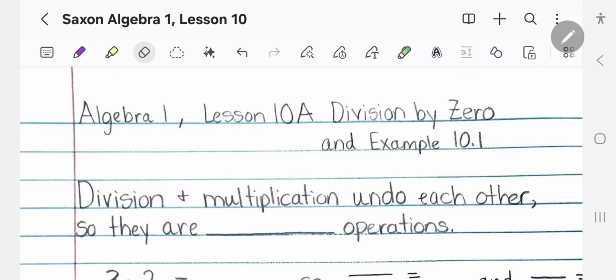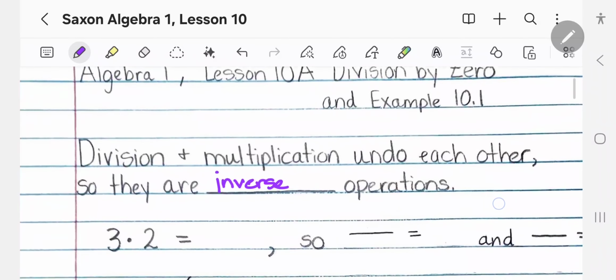This is Algebra 1, Lesson 10a, Division by Zero, and Example 10.1. Division and multiplication undo each other, so they are called inverse operations, like we discussed in a previous video.